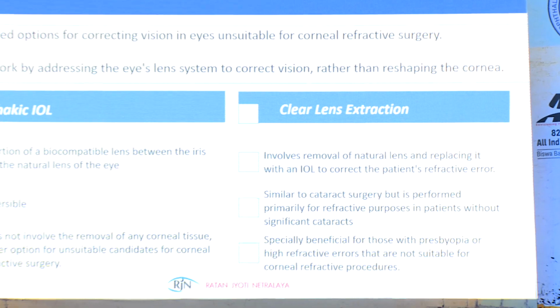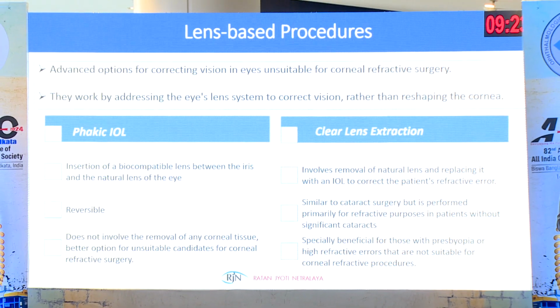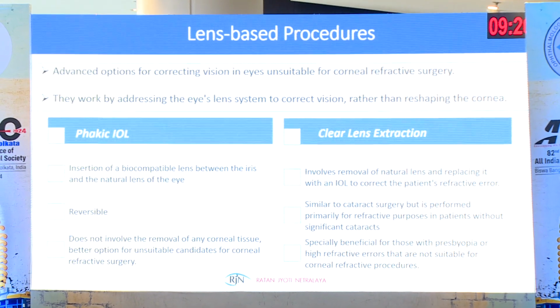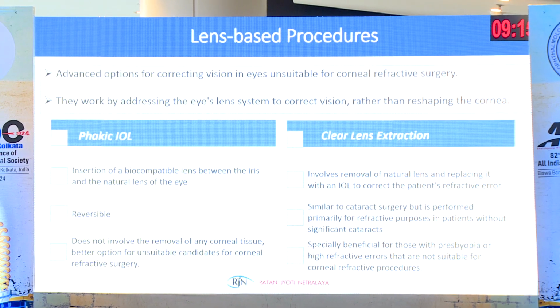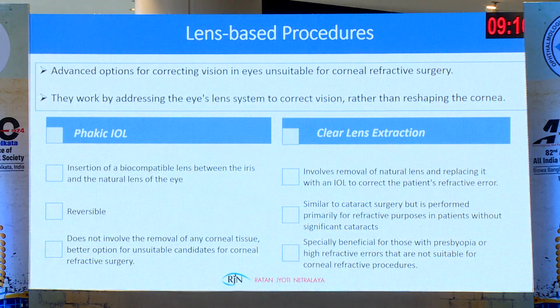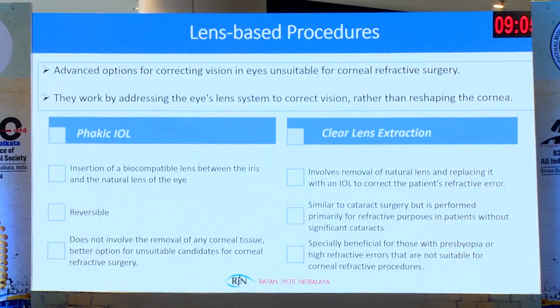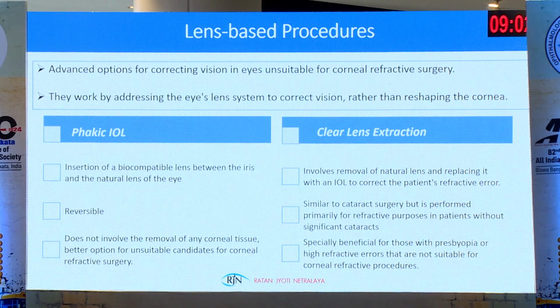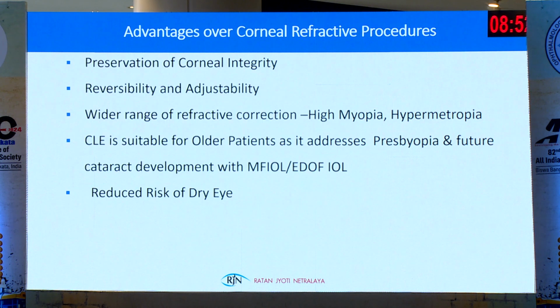Coming to the clear lens extraction, it involves removal of the natural lens and replacing it with an IOL to correct the patient's refractive error, just like the cataract surgery we do. But this surgery is done for the purpose of refractive correction, not for the purpose of cataract removal or lens opacity removal. And it especially is beneficial for those with presbyopia or having a high refractive error, whether myopia or hyperopia, or the patients who are not suitable for the corneal refractive surgery.